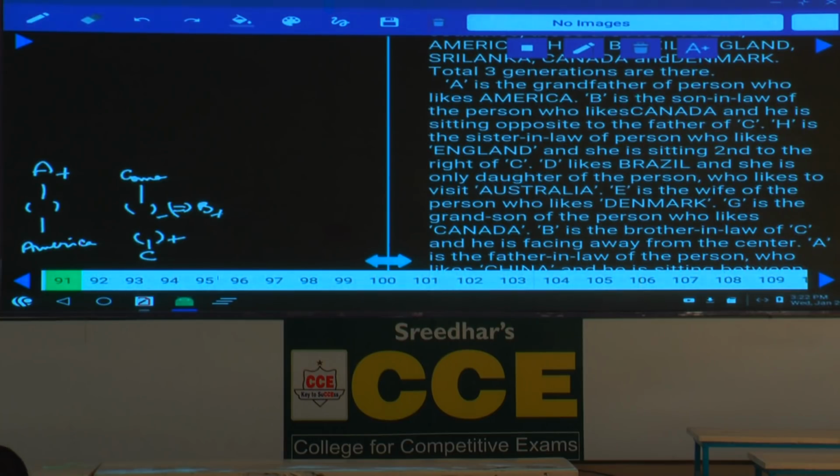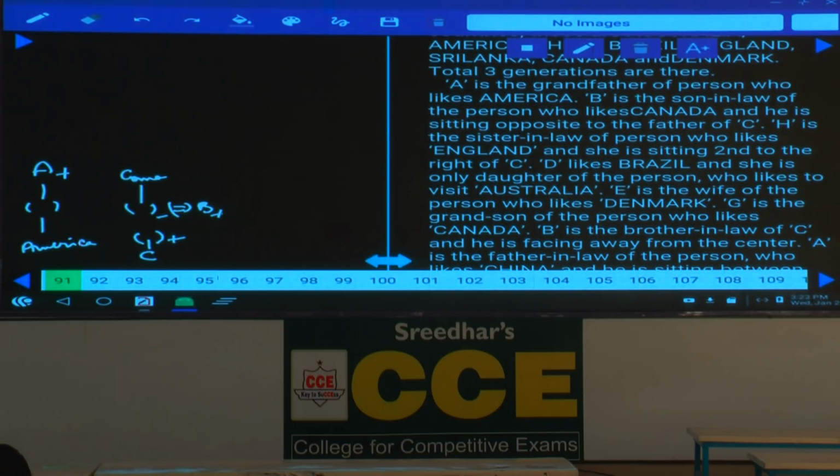Now first we are writing down the different relations, and C is the father of B. Next, H is the sister-in-law of the person who likes England. What do you mean by sister-in-law? Sister-in-law means spouse's sister, and brother's wife.